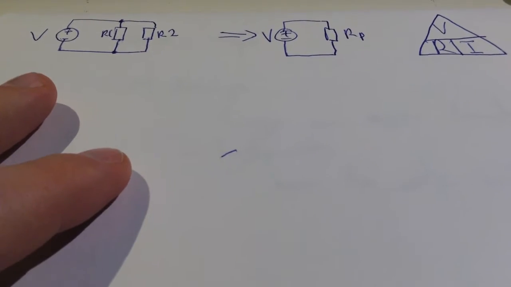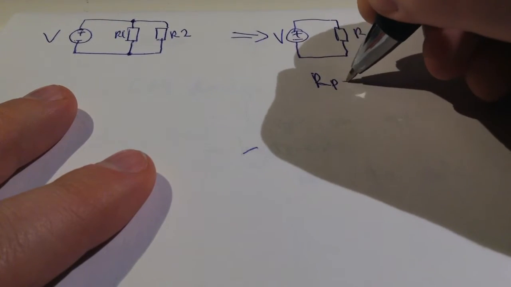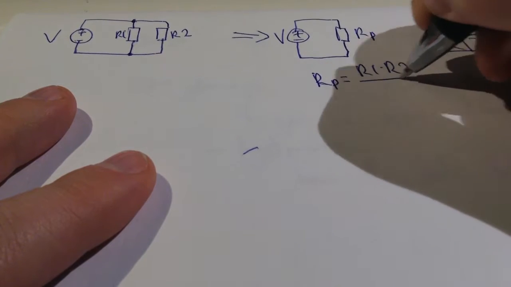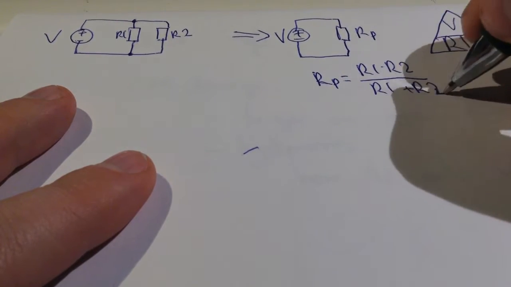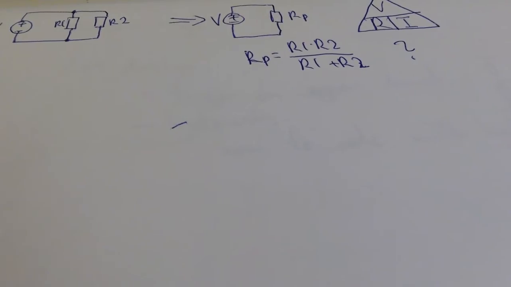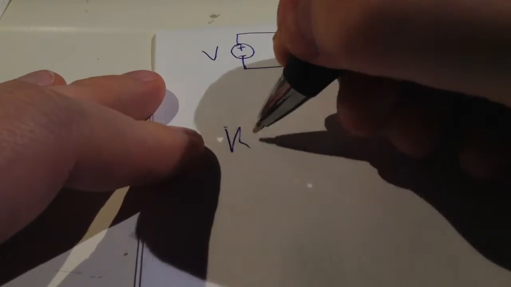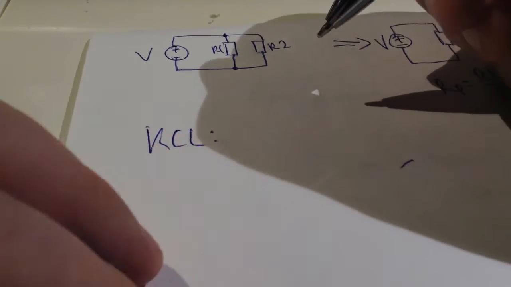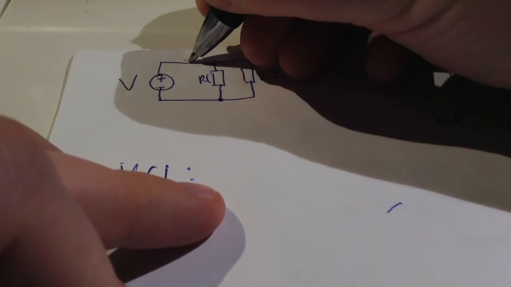And remember the Ohm's law here. And the parallel equivalent is then this formula. And why? So the Kirchhoff current law says that the sum of currents into a node equals 0.